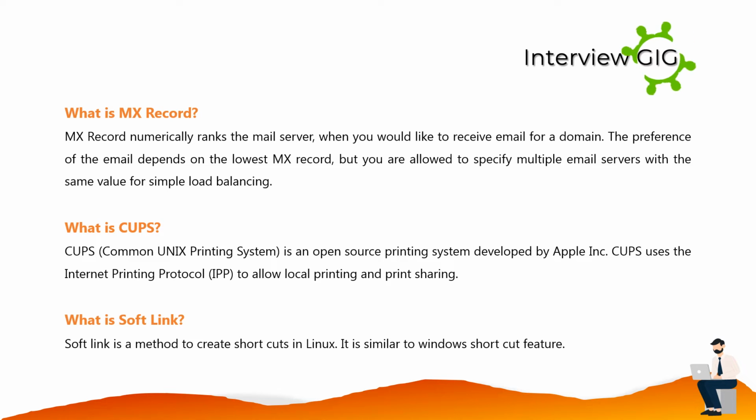What is an MX record? An MX record numerically ranks the mail servers when you would like to receive email for a domain. The preference of the email depends on the lowest MX record, but you are allowed to specify multiple email servers with the same value for simple load balancing. What is CUPS? CUPS, Common Unix Printing System, is an open-source printing system developed by Apple Incorporated. CUPS uses the Internet Printing Protocol, IPP, to allow local printing and print sharing. What is a softlink? A softlink is a method to create shortcuts in Linux. It is similar to the Windows shortcut feature.